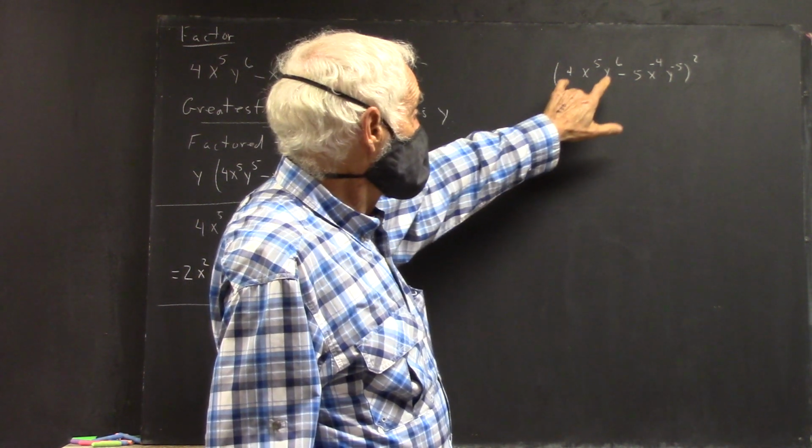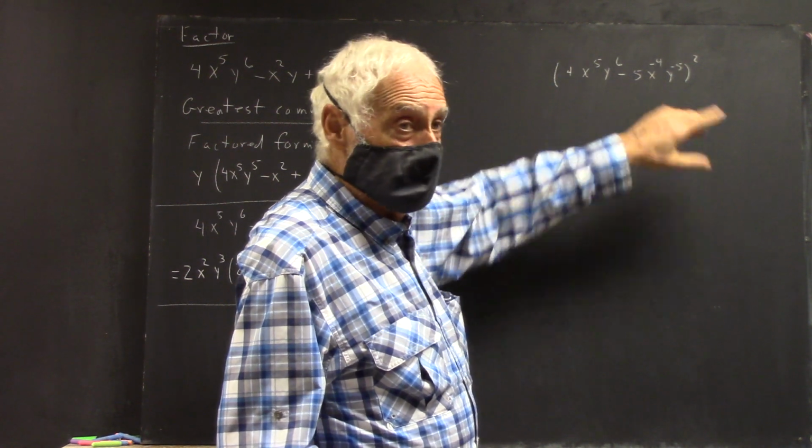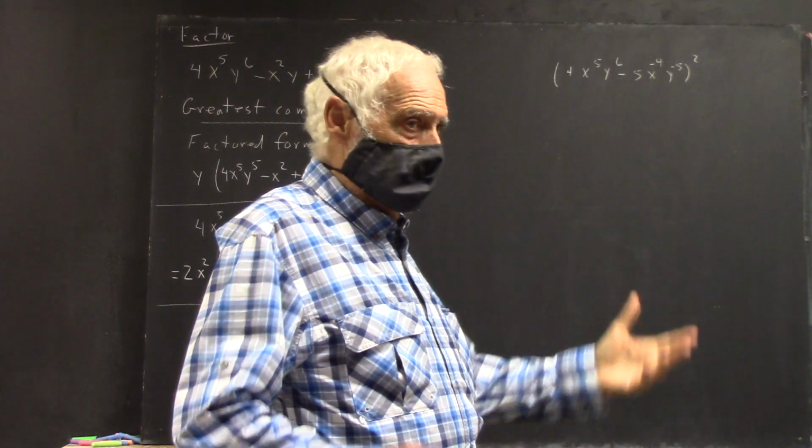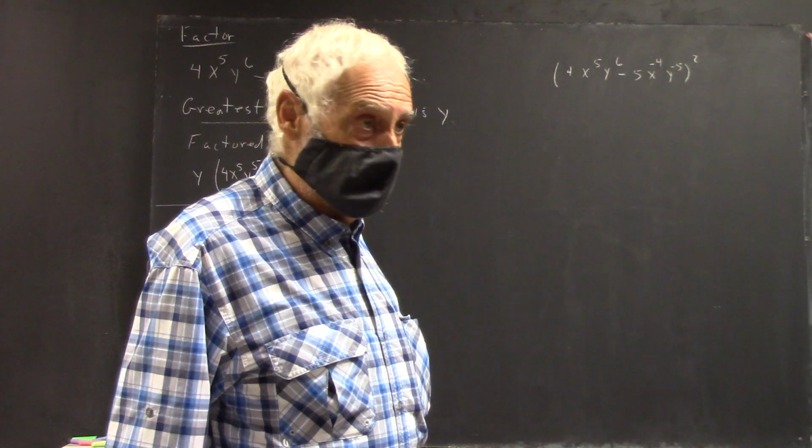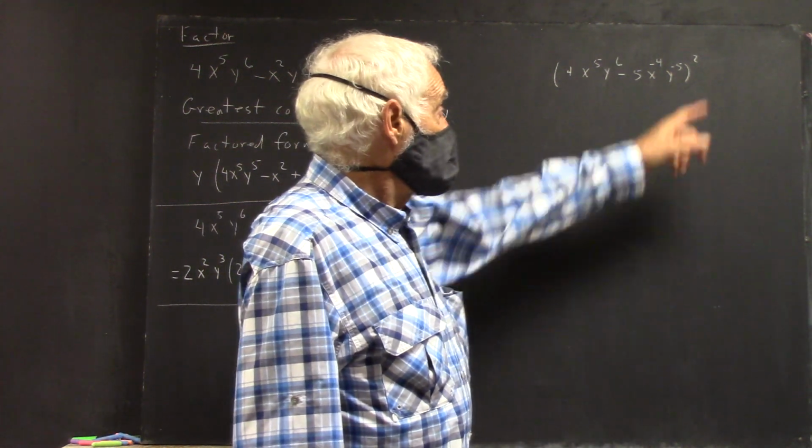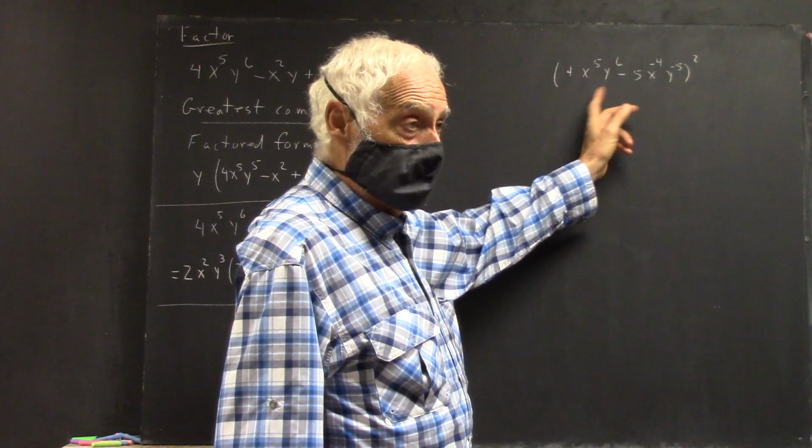If you thought it was just the square of this minus the square of this, that's a common illusion. It looks like it ought to be that way, but squaring doesn't distribute through addition or subtraction.